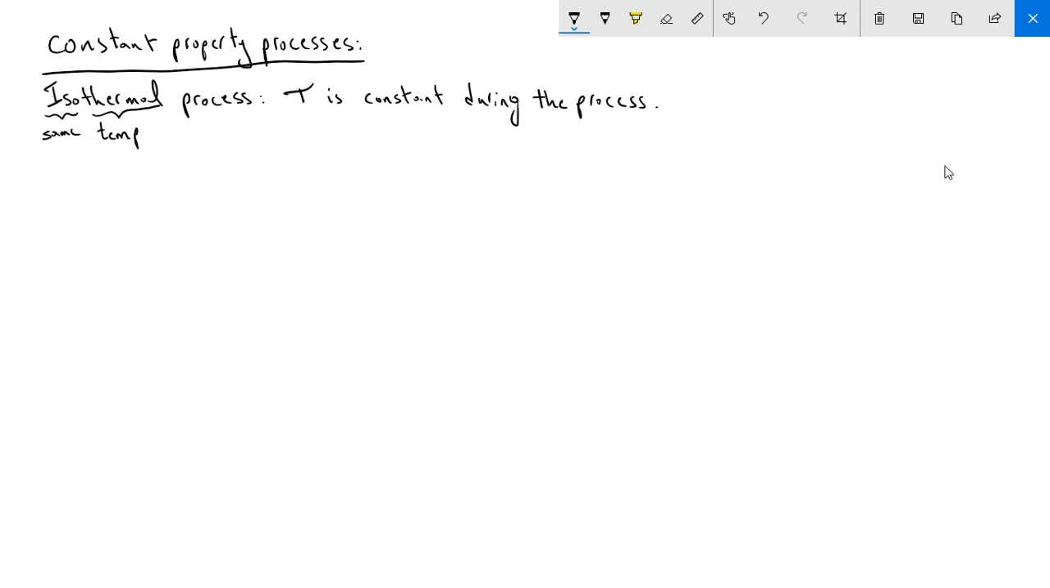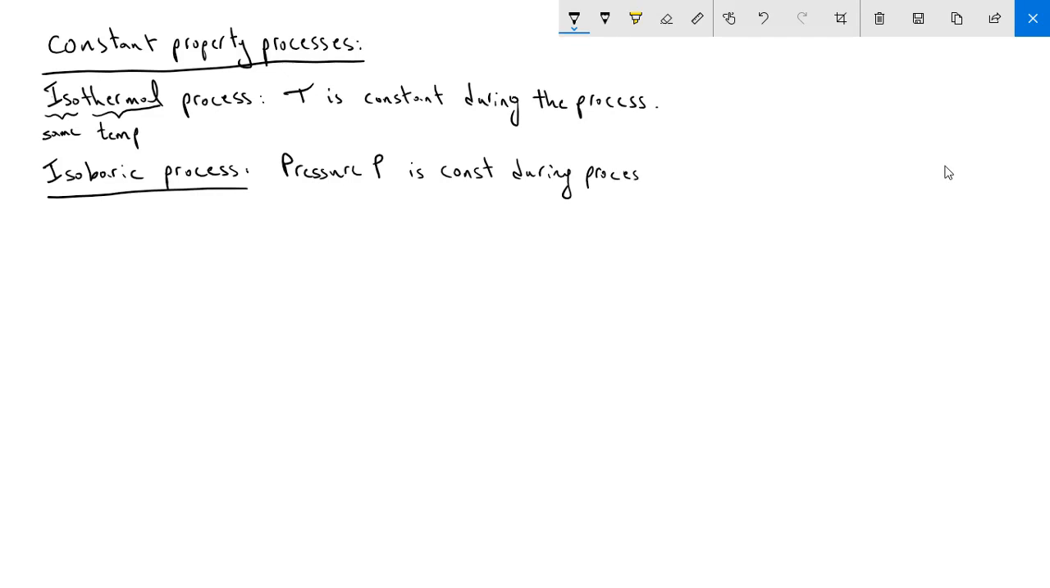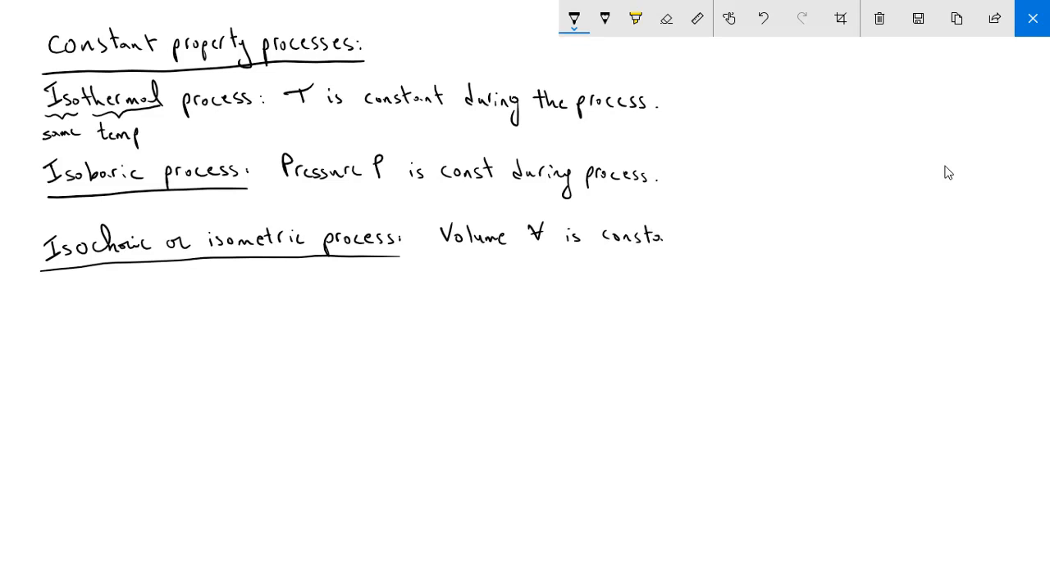Another type of process is called an isobaric process. An isobaric process means a process where the pressure P is constant during the process. Another type is called an isochoric or isometric process. In this process, the volume V is constant during the process.